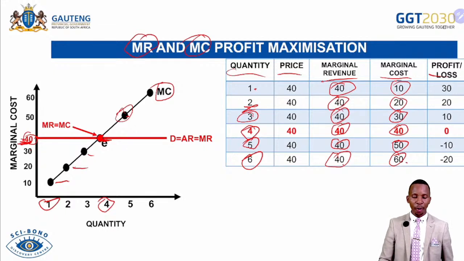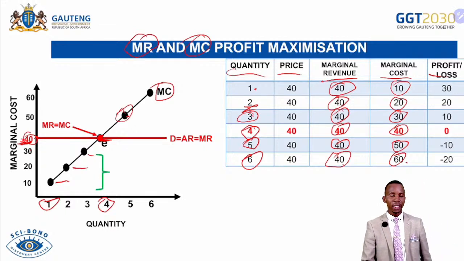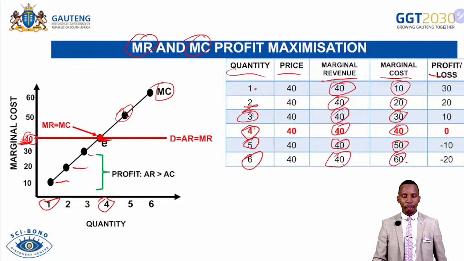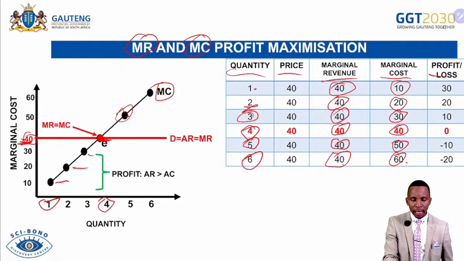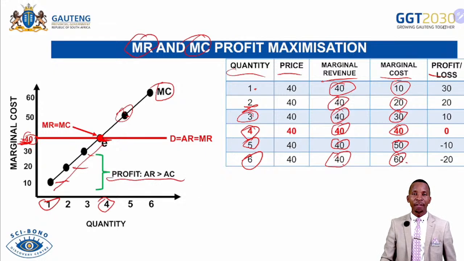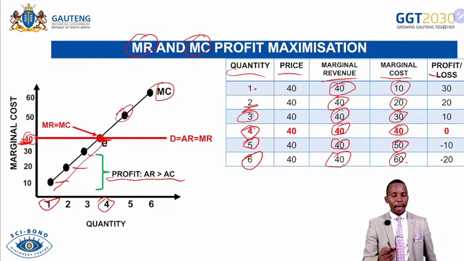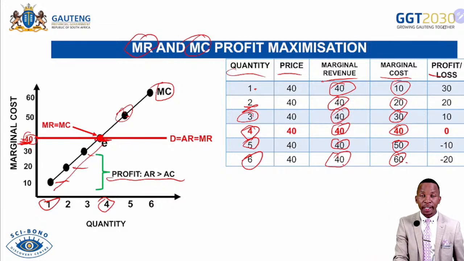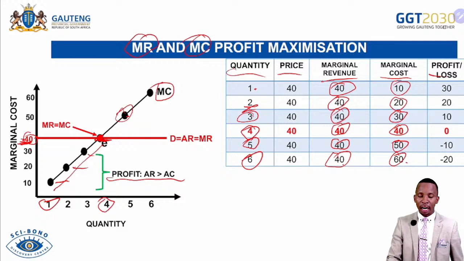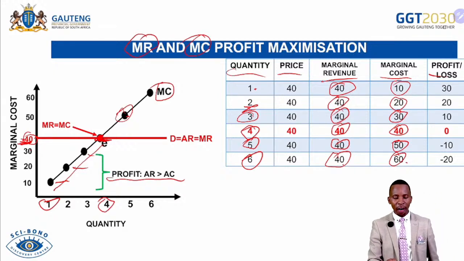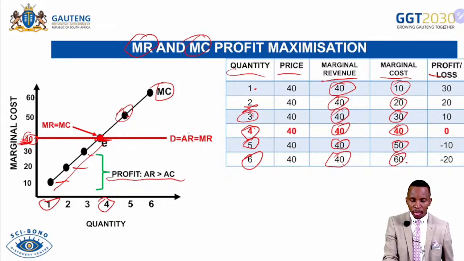But at this point, point E, we call this one the profit maximization point. Let's see. Any point below point E going down indicates supernormal profit because average revenues are more than average cost. And then this point along here indicates the normal profit because average revenue equals our average cost, or equals our marginal cost.